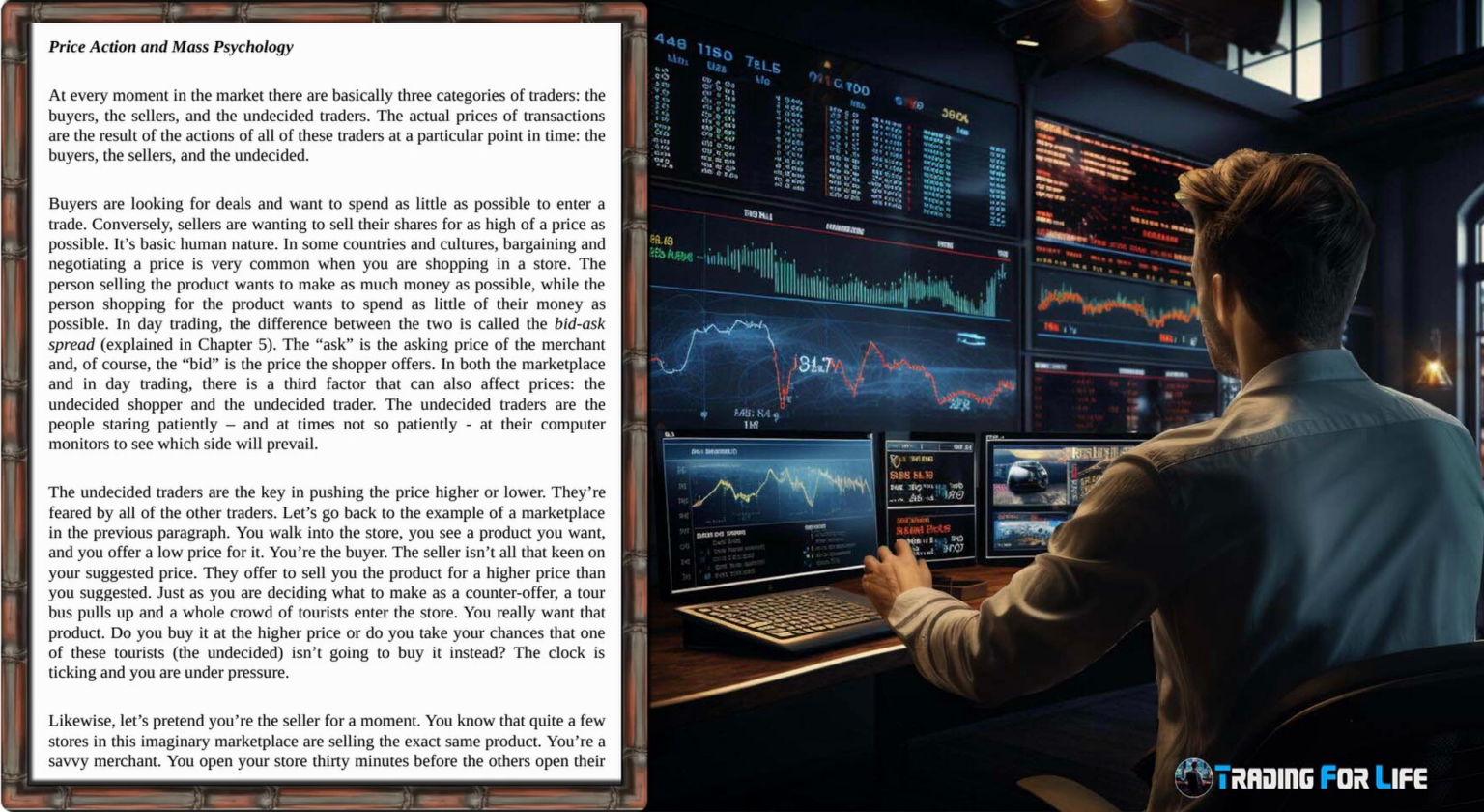Let's go back to the example of a marketplace in the previous paragraph. You walk into the store, you see a product you want, and you offer a low price for it. You're the buyer. The seller isn't all that keen on your suggested price. They offer to sell you the product for a higher price than you suggested. Just as you are deciding what to make as a counteroffer, a tour bus pulls up and a whole crowd of tourists enter the store. You really want that product. Do you buy it at the higher price? Or do you take your chances that one of these tourists, the undecided, isn't going to buy it instead?